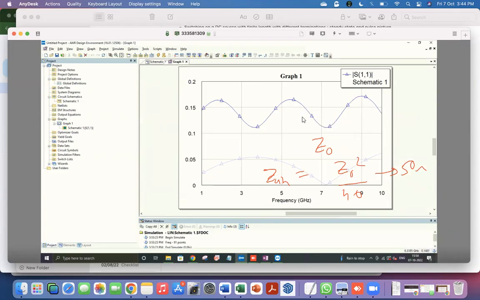So from this behavior, can you guess something about Z naught of the transmission line we have made? Because we don't know what the characteristic impedance is, right?